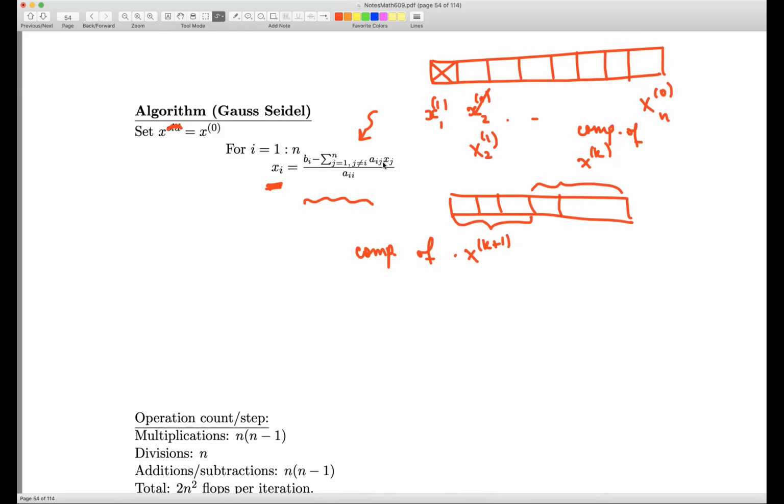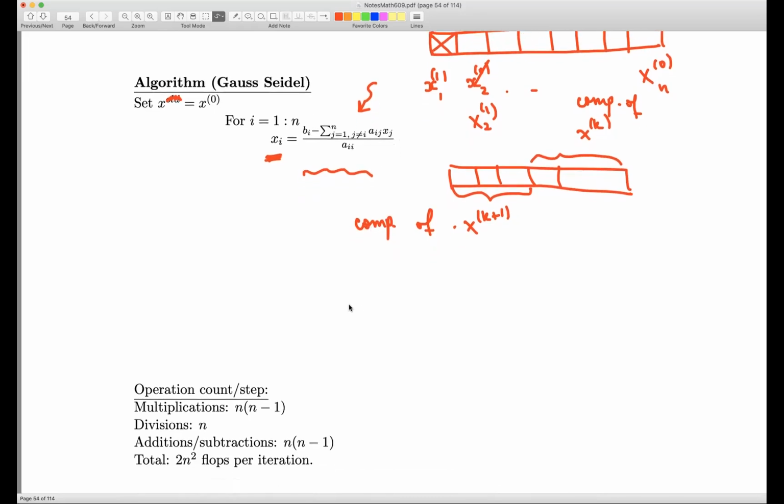But in terms of operation count per step, it is the same as in the Jacobi method. For each i, we have n minus 1 multiplications that come from this sum. Since i runs from 1 to n, we will have n times n minus 1 multiplications. For every i, we have 1 division, therefore for n i's, we'll have n divisions. And because we have n terms here, we'll have n minus 1 subtractions.